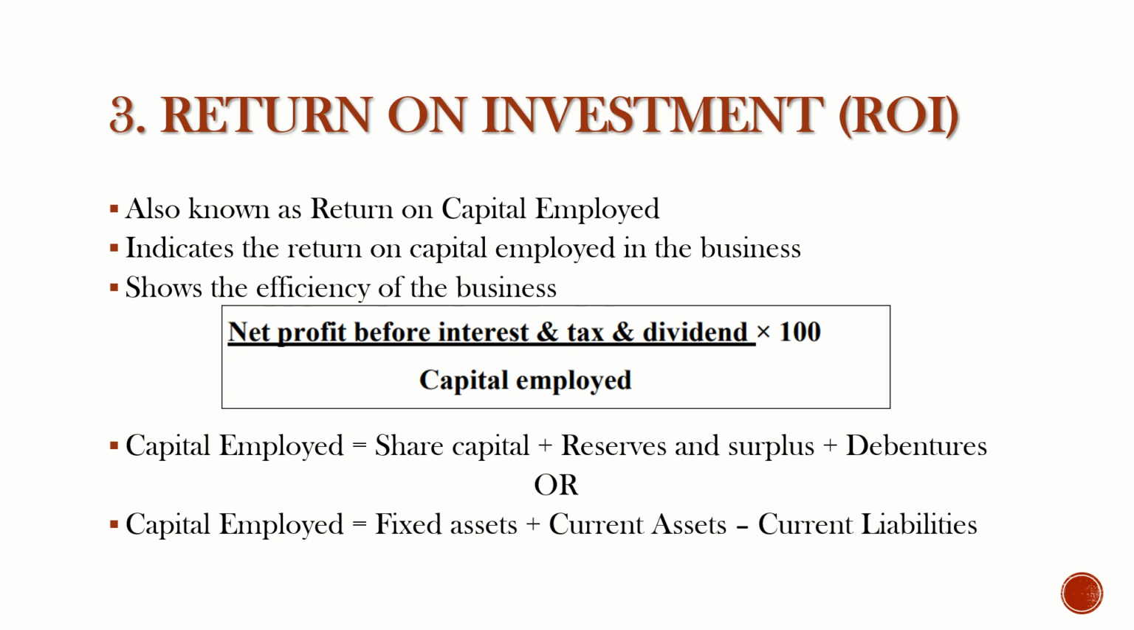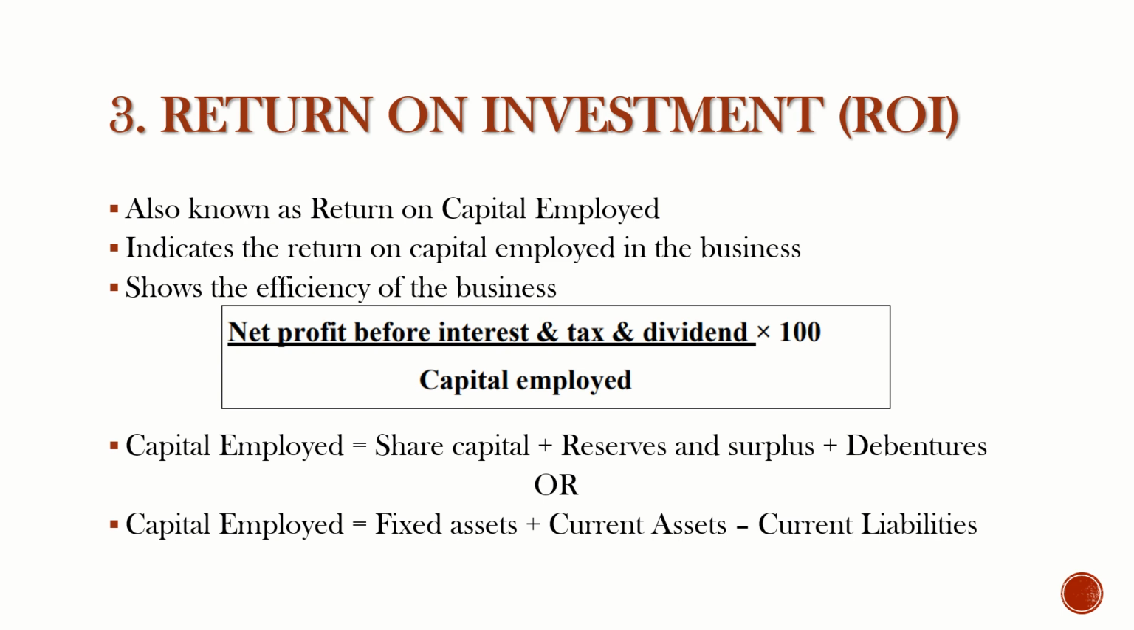This particular ratio shows the efficiency of the business. Is the business efficient enough to generate those returns so that the investors get a return in return? So let's see how it is calculated. It is equal to the net profit before interest and tax and dividend divided by capital employed into 100.